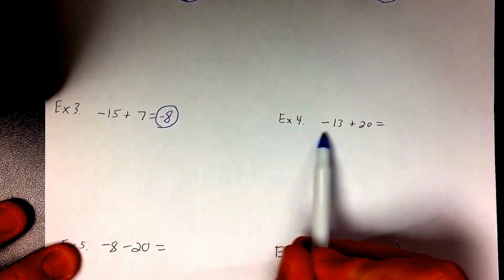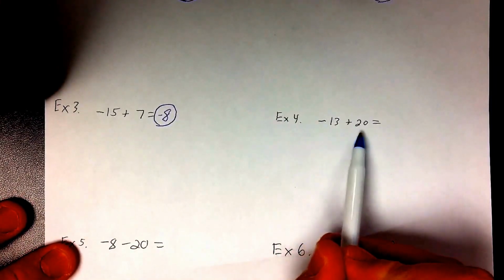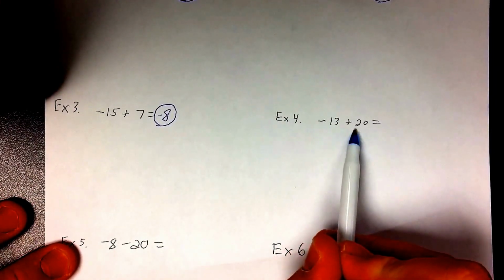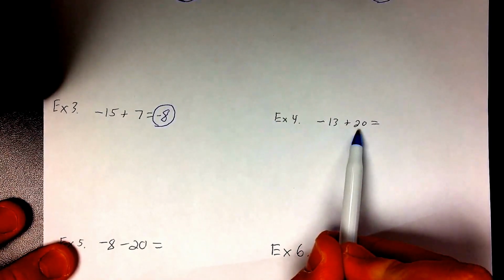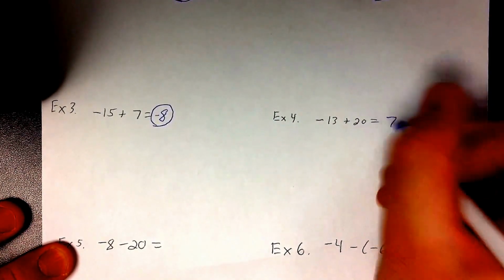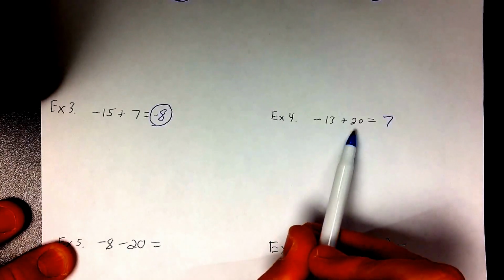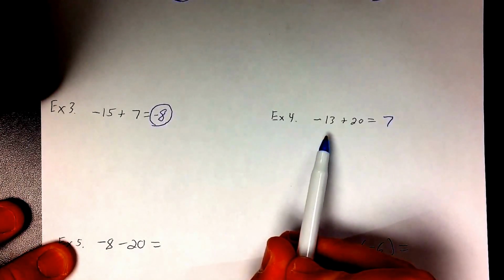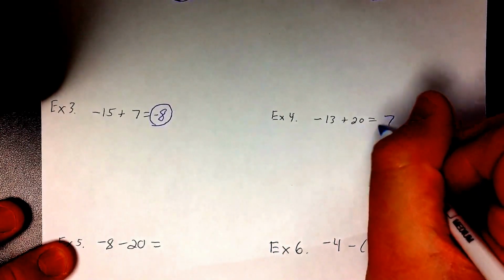Example 4, -13 plus 20. Signs are different, so I subtract. 20 minus 13 is 7. 20 is bigger than 13. And the 20 is positive, so our answer is +7.